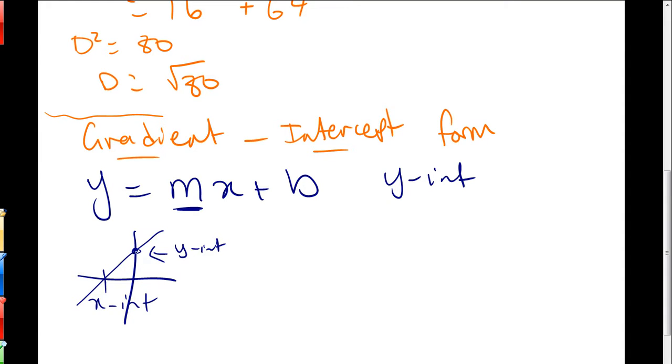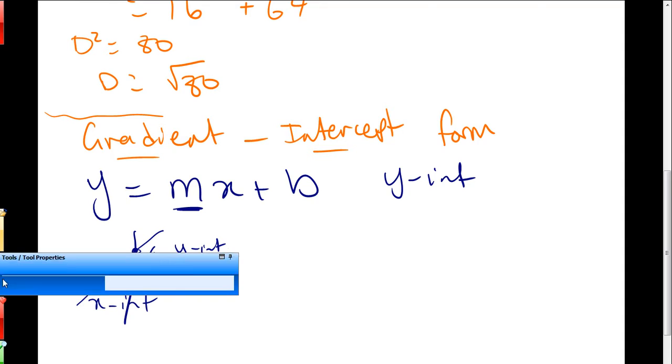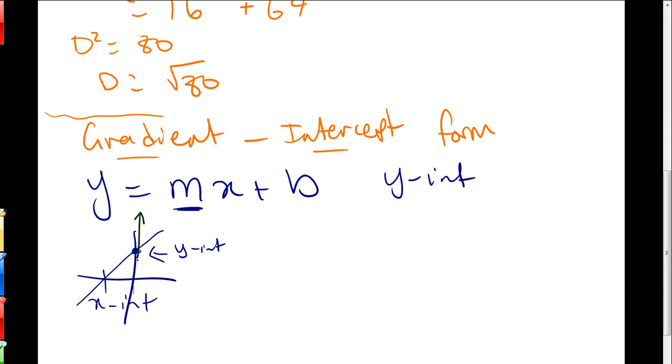But I know something. If it definitely lies on this line, I know that my x is always going to be 0 on that line, because I'm not going to go anywhere to the left nor to the right. So I don't know anything about my y, but I know the y-intercept must occur when x equals 0.